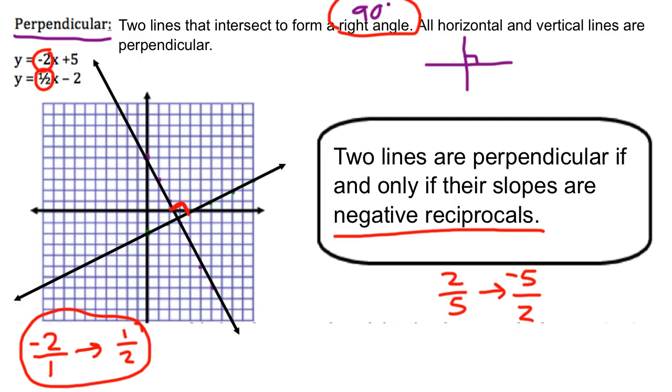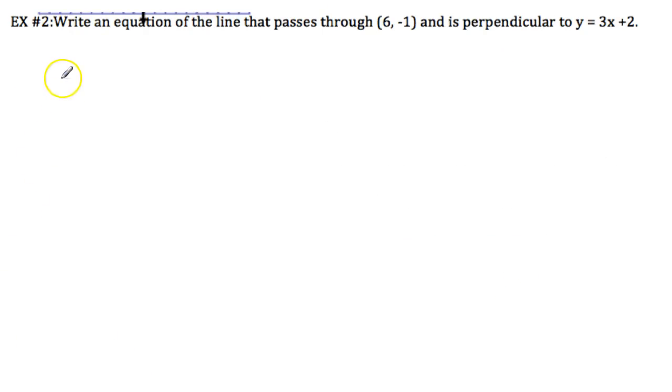So let's try an example of this. Write an equation of the line that passes through 6, -1 and is perpendicular to y equals 3x plus 2. Alright, so this is the point. We got an x and a y.